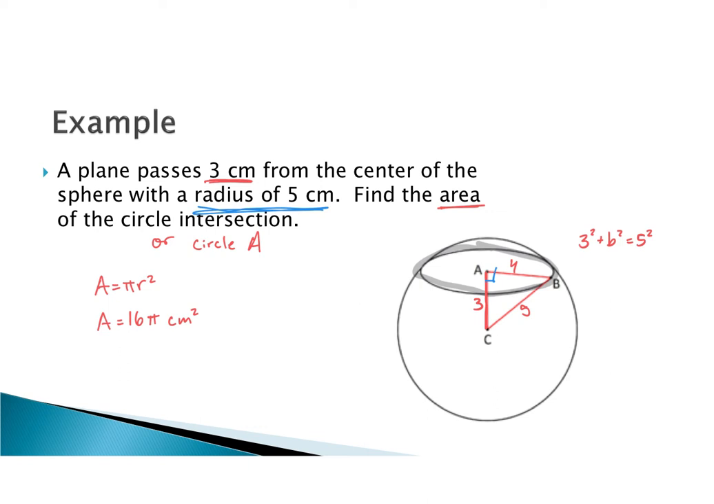Once you found out that the radius was 4, you just plug that into the area formula, and this is the area of the circle of intersection. So again, like I said on the last slide, it's really important to be able to go from the great circle to the sphere itself, and this is another example of those problems where you have to juggle those pieces.